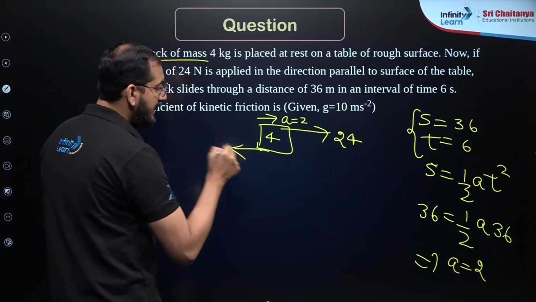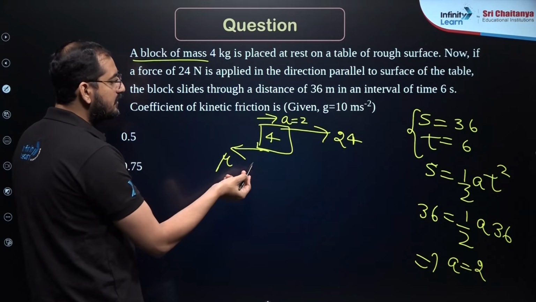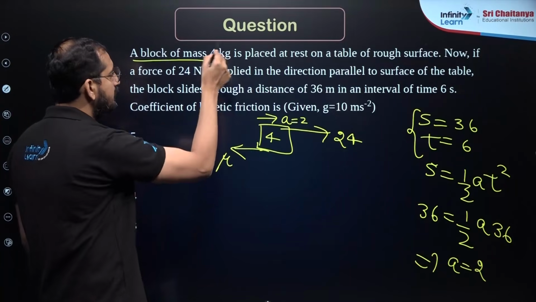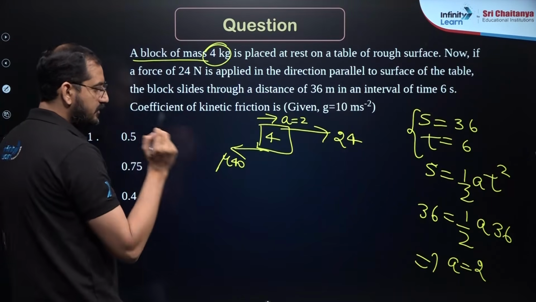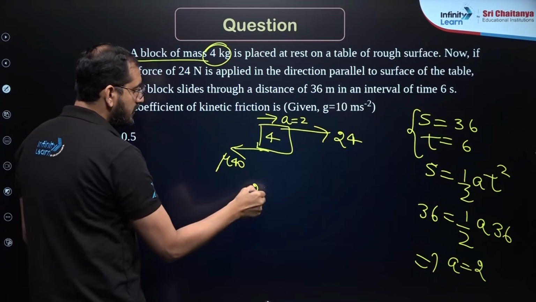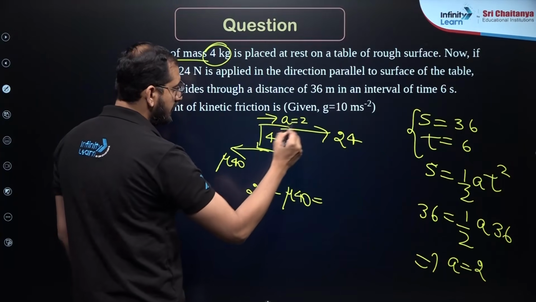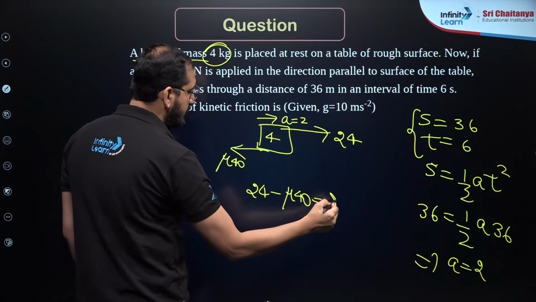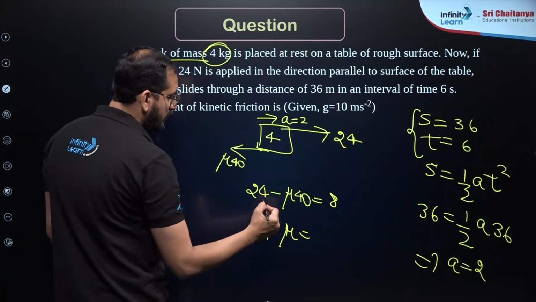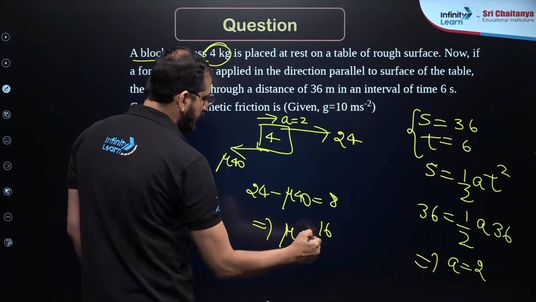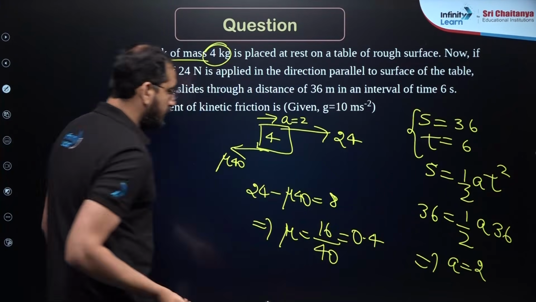So friction will be kinetic in nature. Its formula will be mu into mg, right? So how much is the mass? 4 kg. So mg is 40. Mu into 40 is the kinetic friction. So now I can write down 24 minus mu times 40 is equal to mass into acceleration. So 4 into 2 is 8. So mu is 24 minus 8, 16 divided by 40. 0.4 will be the answer.